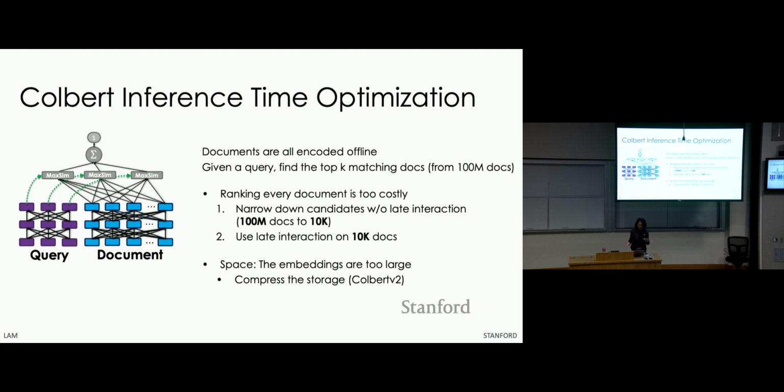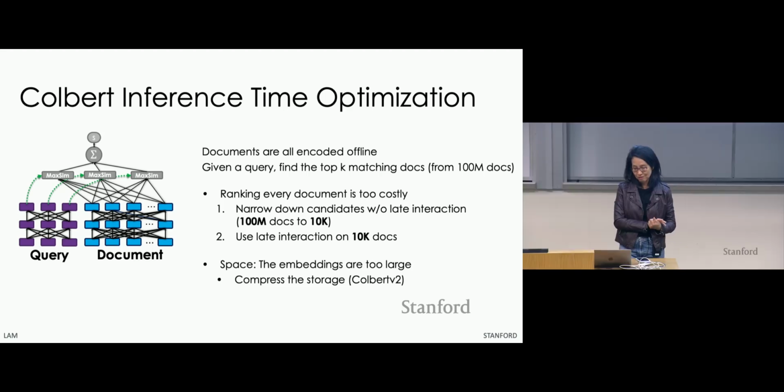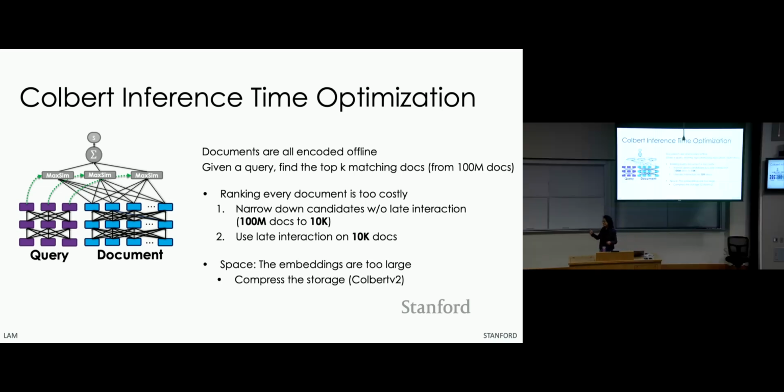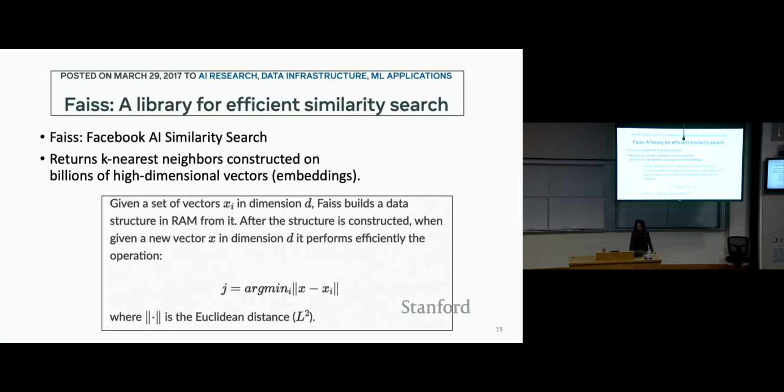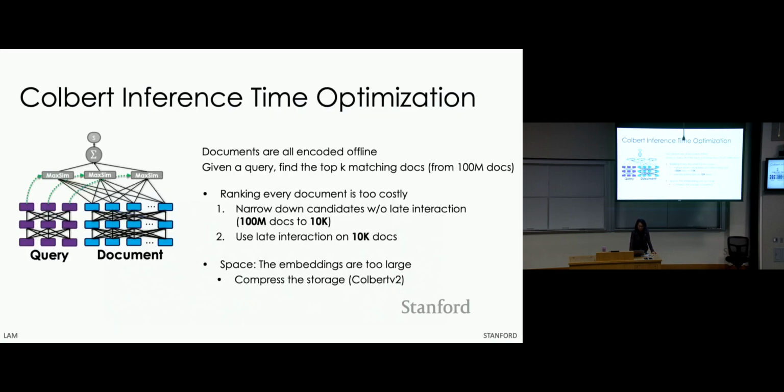The second optimization is on space. This is a lot of space for the embedding. And when your space goes up, your time goes up. So the question is, how do we save the time? Can we compress the space? And that's the second optimization.